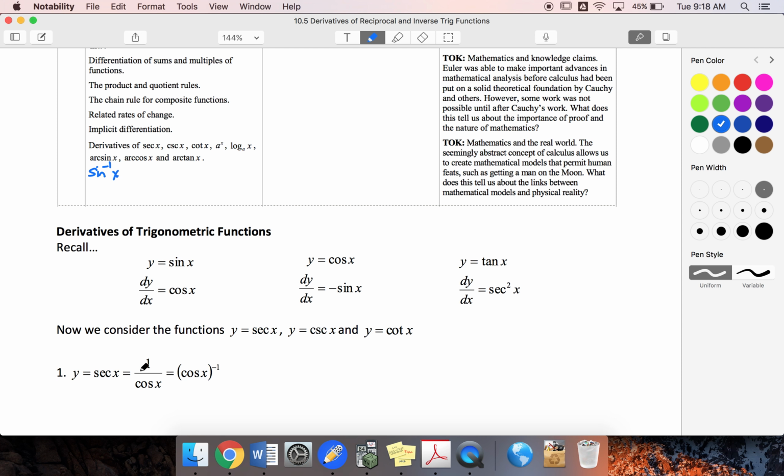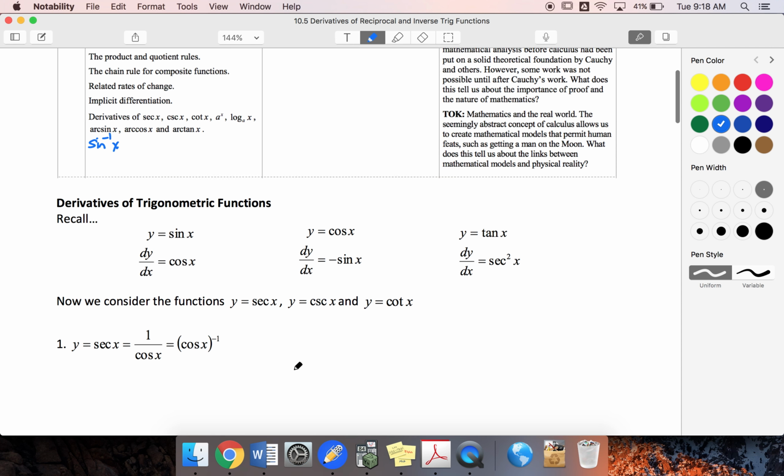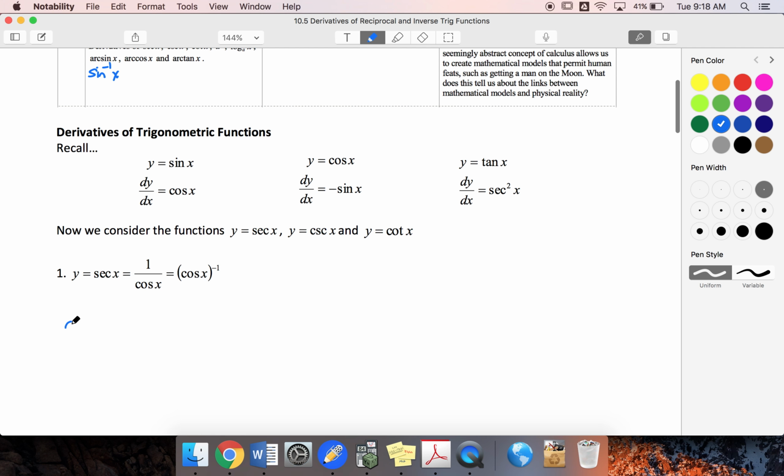So first of all, let's think about secant of x as being 1 over cosine x. So I can either find the derivative using quotient rule, or I can find it using power rule. And so dy/dx is going to be -1 cosine x to the -2, and then times the derivative of cosine, which is negative sine.